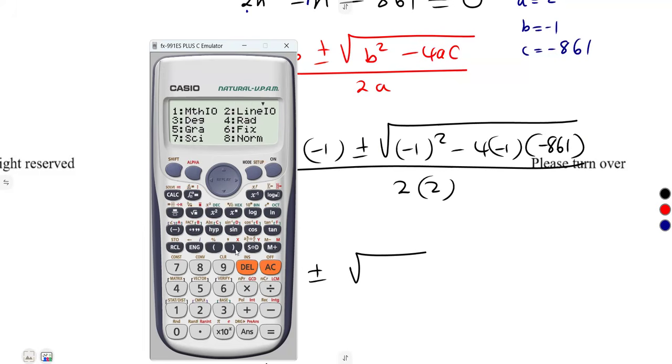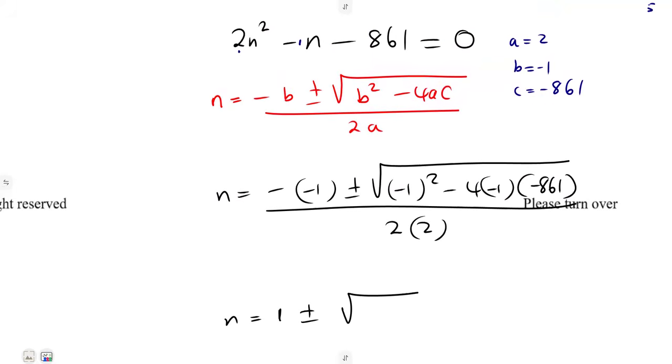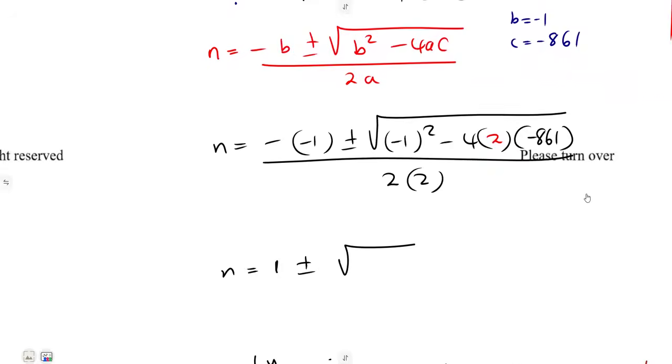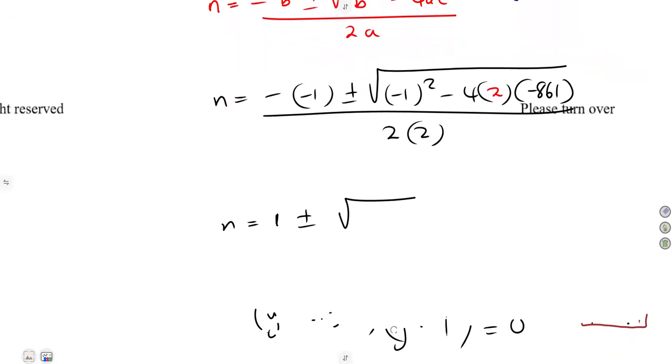Here I have to bring back my calculator to the normal mode. This cannot be a negative. Our a, 4ac. Our a is what? Our a is 2. So be very careful on that. Be very careful on the substitution of your values. That is something you must be very, very careful of.